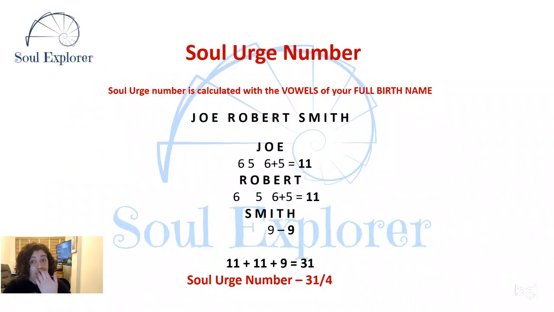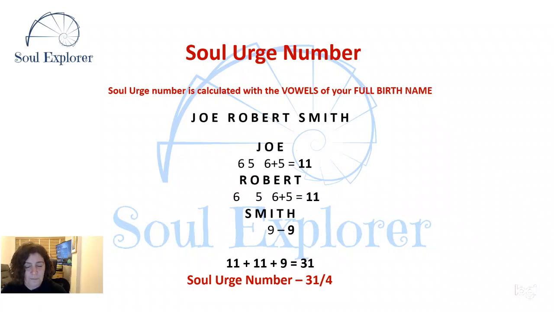Right, so don't forget there is a core numbers video that I've done where you can work out all your core numbers, no problem. But for this, I'm just doing the soul urge number. The soul urge number is calculated using the vowels of your full birth name, not your known name, not your nickname, the name on your birth certificate. So you need to pull out all the vowels from your full birth name, your first name, any middle names you were given at birth, and the surname you were given at birth. Pull out all the vowels from there and do it basically one at a time.